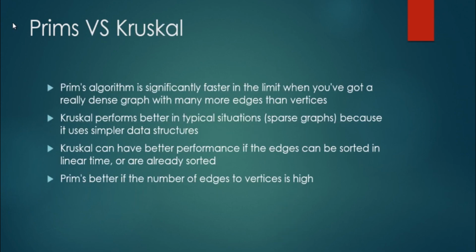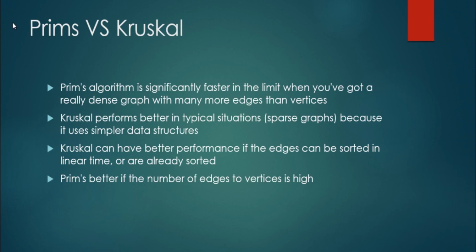And finally, let me consider Prim's versus Kruskal's algorithm, and when to use these algorithms. Prim's algorithm is significantly faster in the limit when you've got a really dense graph with many more edges than vertices. In these situations, Prim's algorithm is very fast, especially the lazy implementation. Kruskal performs better in typical situations, sparse graphs, because it uses simpler data structures. It's very important that Kruskal uses very simple data structures.